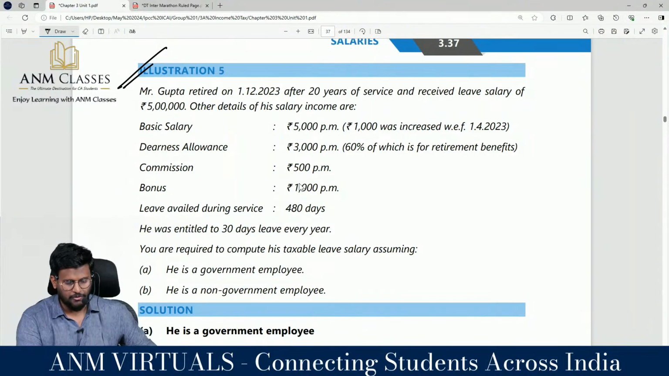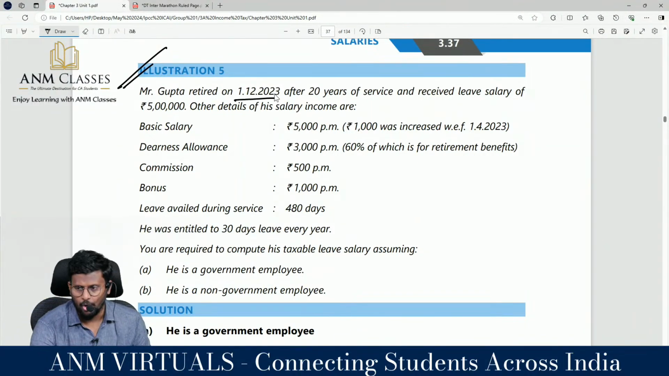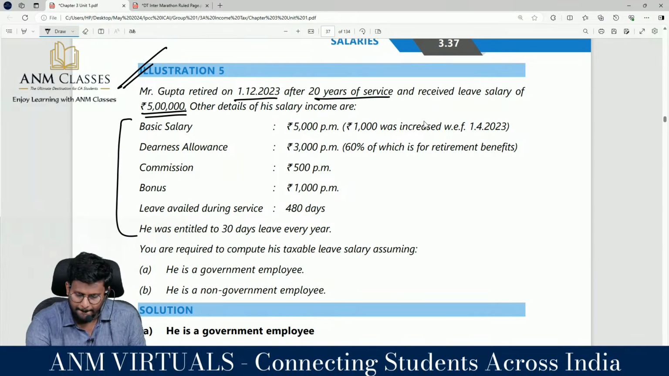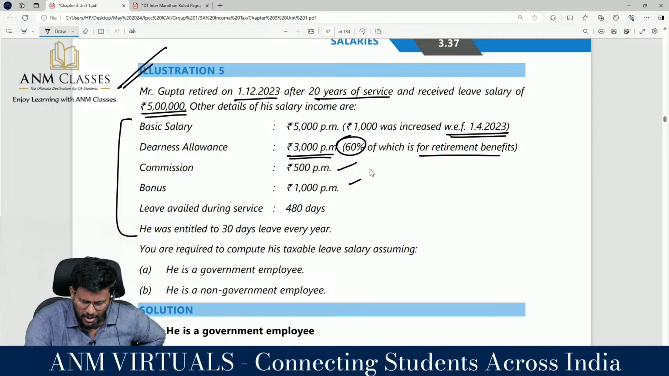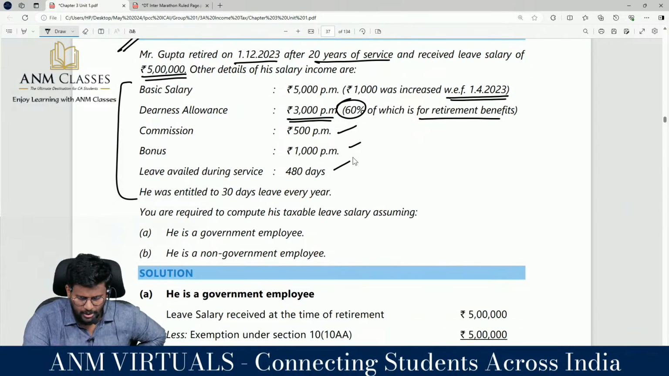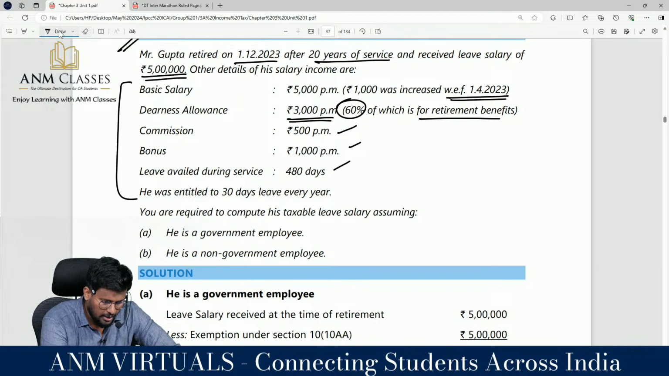I am moving into illustration number 5. Mr. Gupta retired after a year of service and received leave salary. Other details of his salary income are: basic salary per month 1,000, which was increased with effect from 1/4/2023. Yes sir. DA how much per month? 60% of which is for retirement benefit. Commission, bonus, leave availed during the service: he availed how many days of leave? 30 days leave in a year, every year, correct?